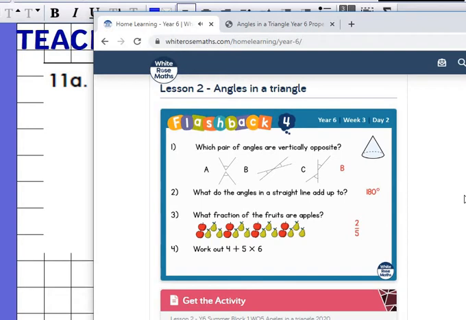Number 4. Work out 4 plus 5 multiplied by 6. This is a great one for catching adults out. One of the things that people tend to do is just read things left to right. But if we remember our order of operations, we would do the multiplication before we do addition. So we do 5 times 6 first, which is 30, add 4, which we get 34.